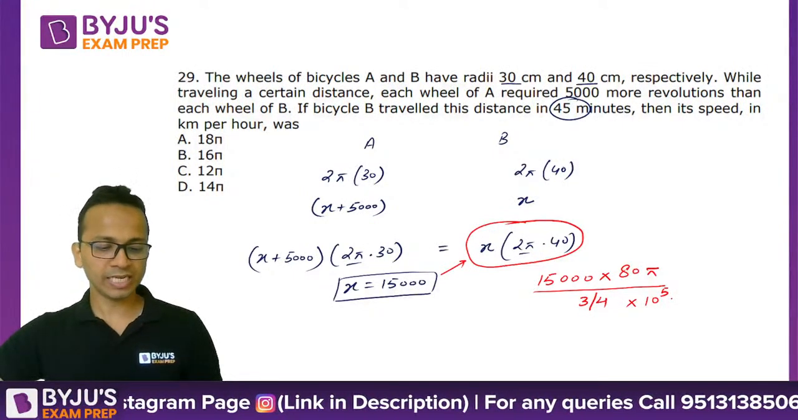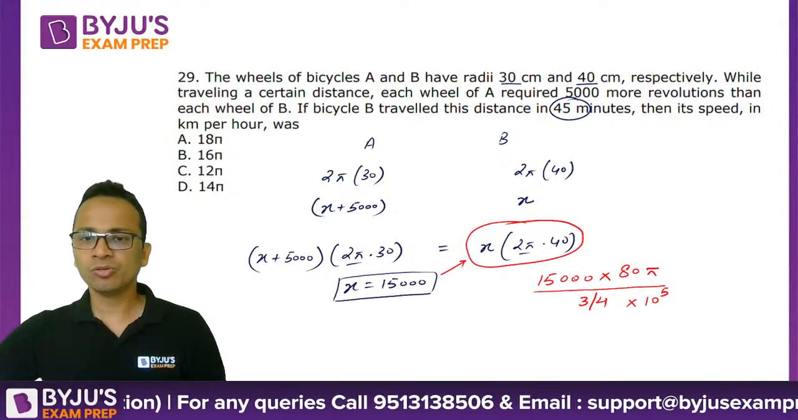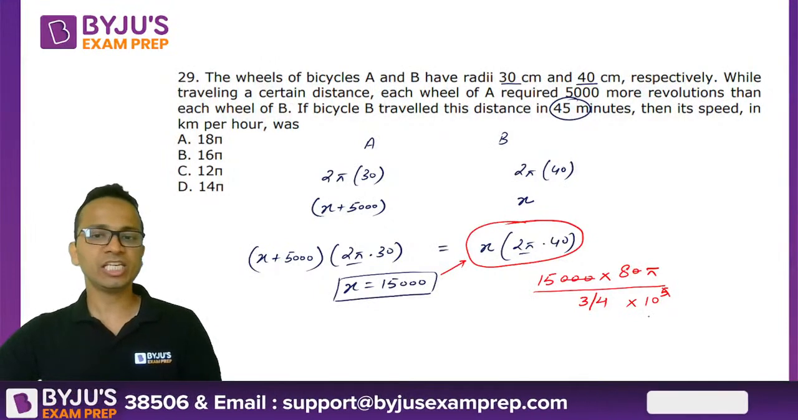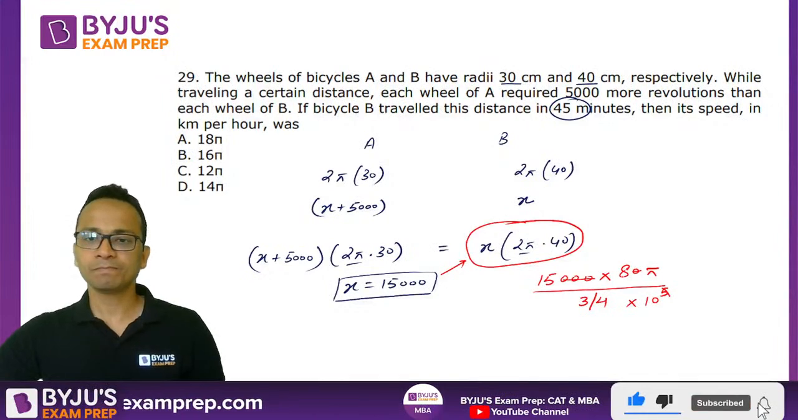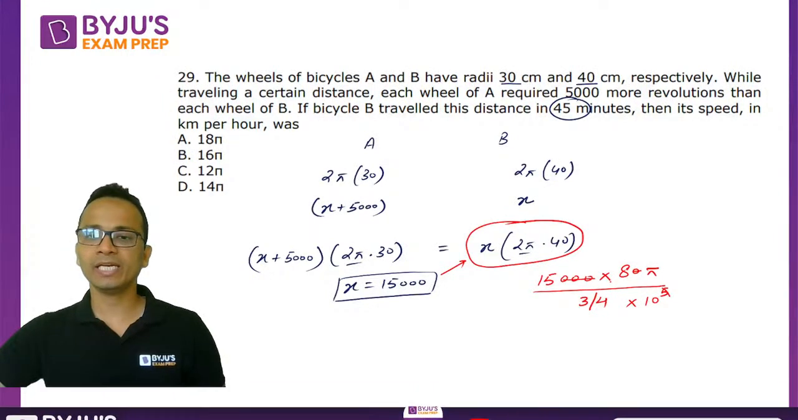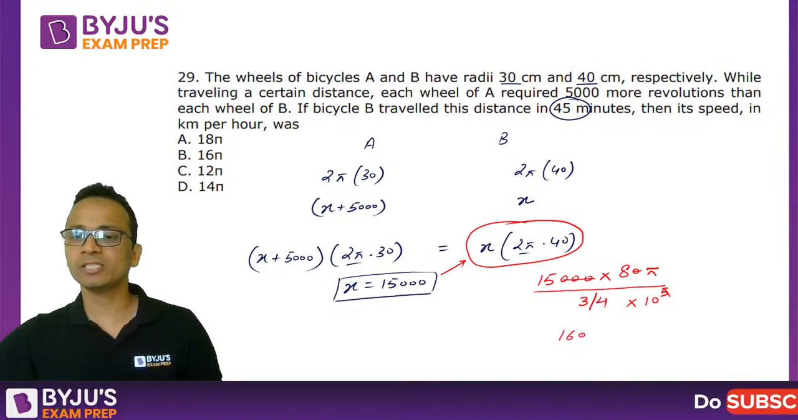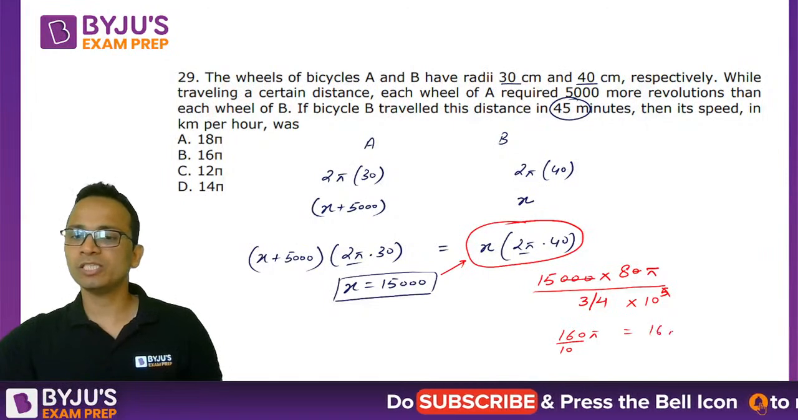Alright, okay, understood? So let us simplify. So 3 zeros and 1 zero cancel, so one zero remains below. 15 into 8 is 120. 120 into 4 is 480. 480 divided by 3 is 160. So 160 pi divided by 10 and that is equal to 16 pi.